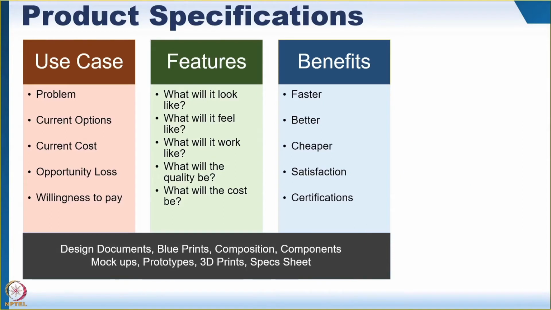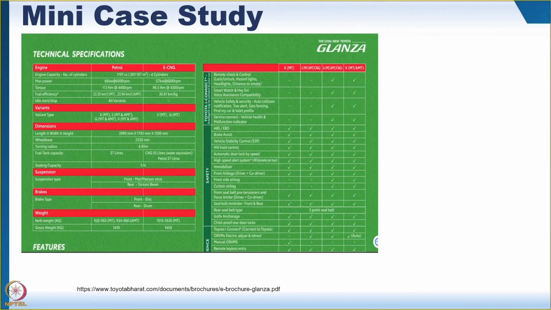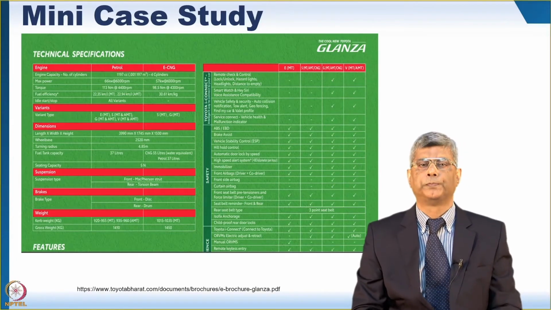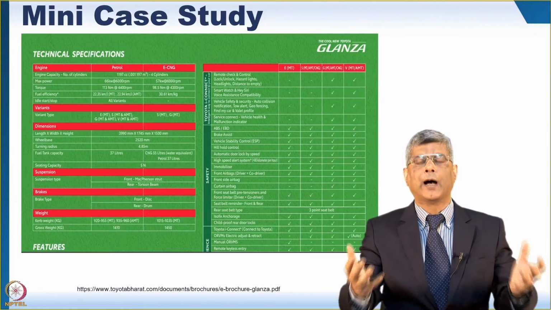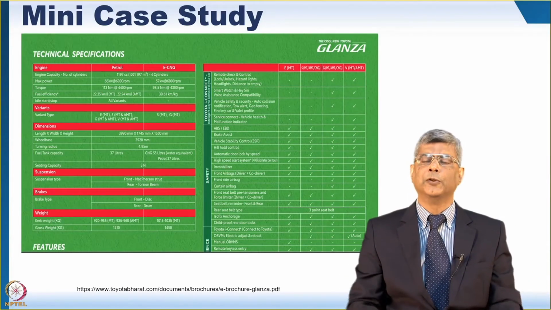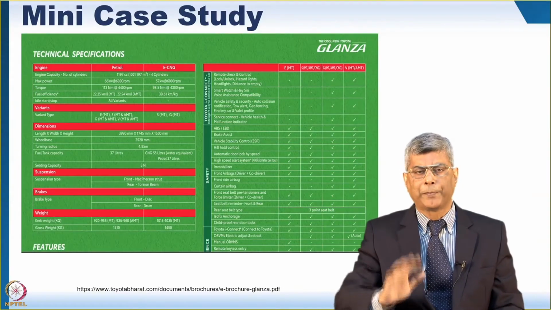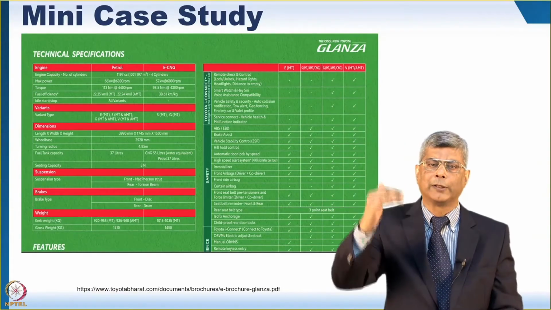But if you look at it from a customer point of view, let's say if you go out to buy a car, you will see a car. So this is an example of a Toyota Glanza car. So when you go to a Toyota showroom, you will see a car. And you will know what it looks like, what it feels like, what is the quality of the paint or the shine or the tire, how tall is it, how big is it.